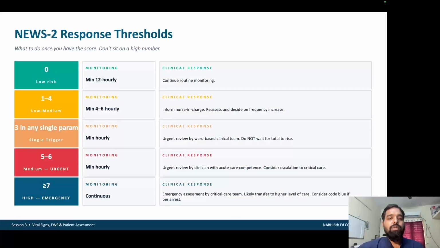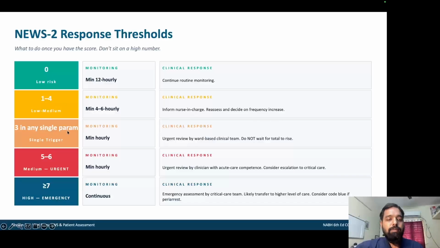NEWS 2 response thresholds. A score of 0 is low risk, so monitoring is minimum 12 hourly. Continue routine monitoring. A NEWS score between 1 and 4 is low to medium risk. Monitoring is at least 4 to 6 hourly. Inform the nurse in charge, reassess and decide on increasing the frequency.